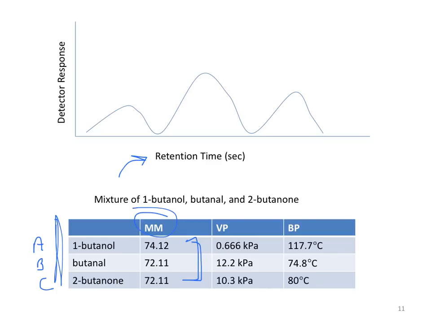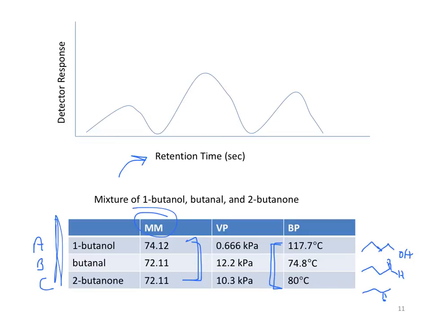So butanol, for example, it's 1-butanol over here, so that's this molecule. Butanal is this molecule. Butanone is this molecule. So those are the 3 things. And notice that the 3 boiling points are 118, almost 75 and 80. And we have to predict what's where.